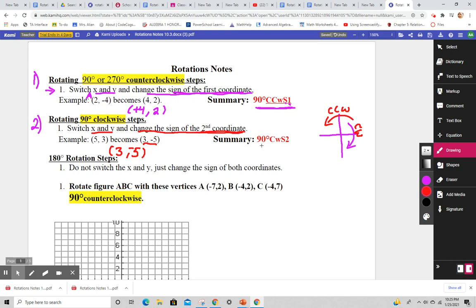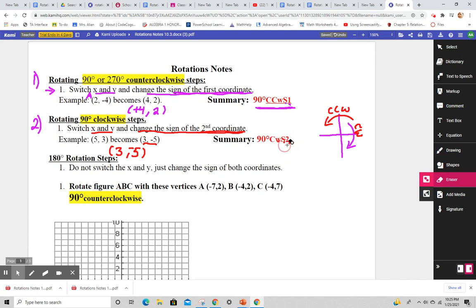Okay, so try to remember it this way. This is the way I remember it. 90 degrees clockwise, S for switch, switch X and Y, and change the sign of the second. Now, it can be confusing when you're rotating counterclockwise and clockwise. How are you going to remember to differentiate these rules?